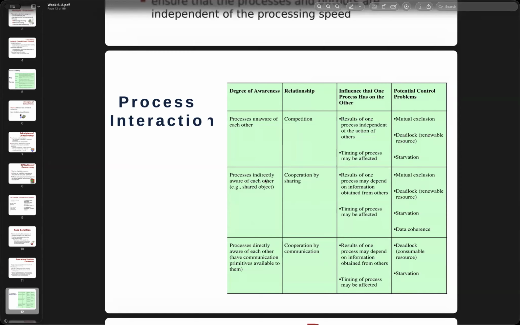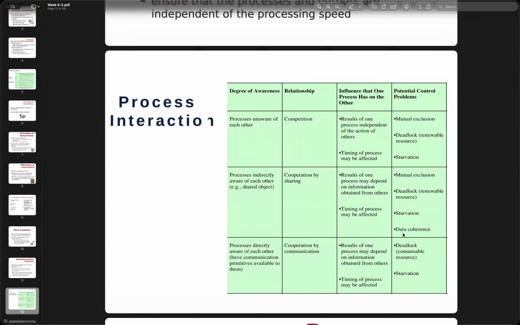Next, the processes are indirectly aware of each other, if they have some shared object. They cooperate by sharing, working together. So the result of one process may depend on information obtained from others. Also, the timing of a process may be affected. So it will have the same mutual exclusion, deadlock, and starvation.